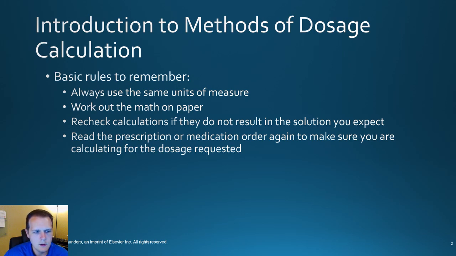And then when you're looking at the actual prescription itself, read the order again just to make sure you're calculating for the actual dosage requested. Sometimes it's easy to blow through those and say, okay, I know what they're talking about, I know what they want, and maybe you misread it the first time. So it's always good to go back and double check the actual prescription orders.